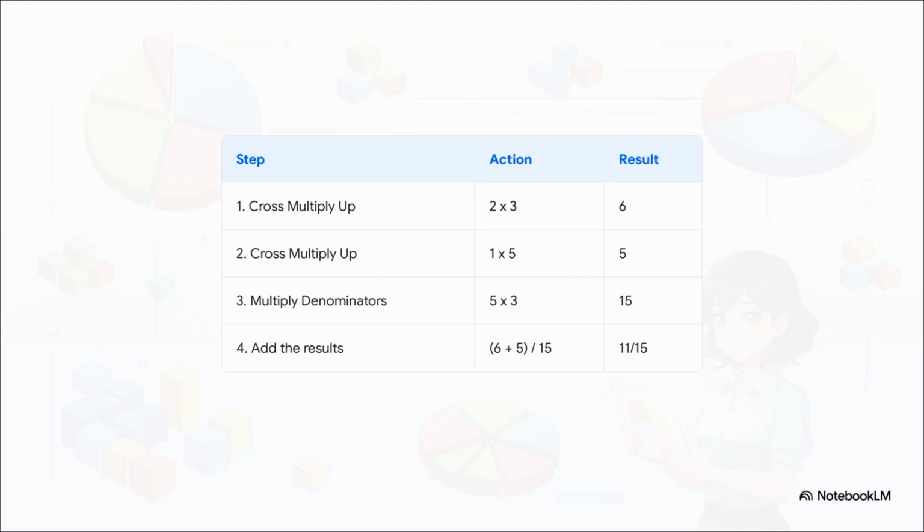Here's how it works. First, you multiply diagonally up. 2 times 3 gives you 6. Then you do the other diagonal. 1 times 5 gives you 5. Those are your 2 new top numbers. For the new bottom number, you just multiply the 2 denominators straight across. 5 times 3 is 15. Finally, just add those 2 top numbers you got, the 6 and the 5, to get 11, and you put it over your new bottom number, 15. Your answer is 11/15. It finds the common denominator and adds all in one go.